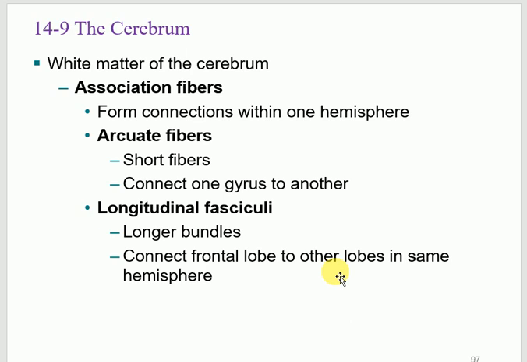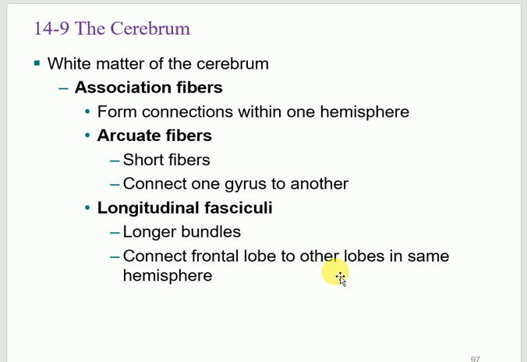So this is subdivided into arcuate fibers. These are the short ones connecting a gyrus to the next. Like the precentral gyrus is right here, and the postcentral gyrus is right here, beside each other, right? So what's the white matter connecting them? The association fibers, arcuate.